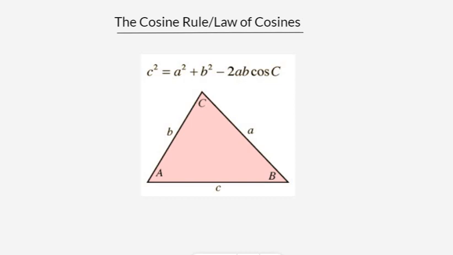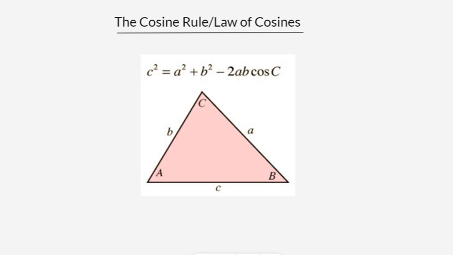The cosine rule, or the law of cosines. This rule can be applied to find out the missing lengths of sides of a triangle. It can also be used to find the missing angles.